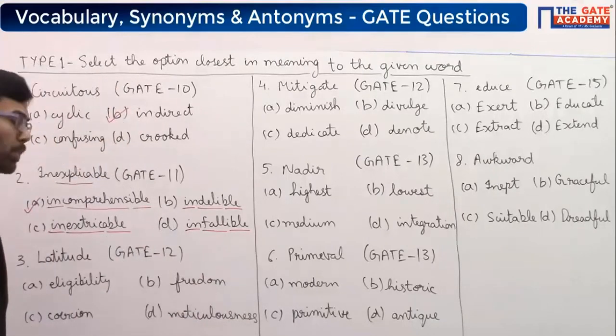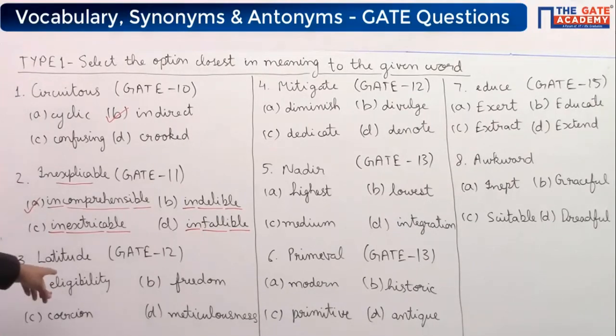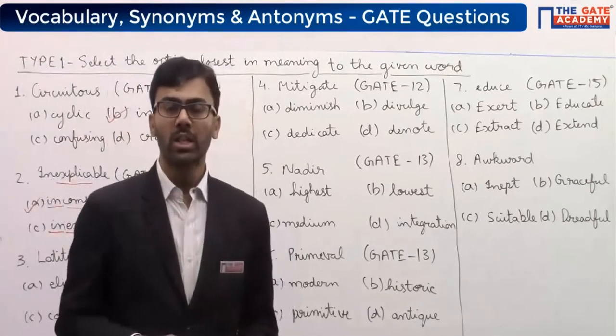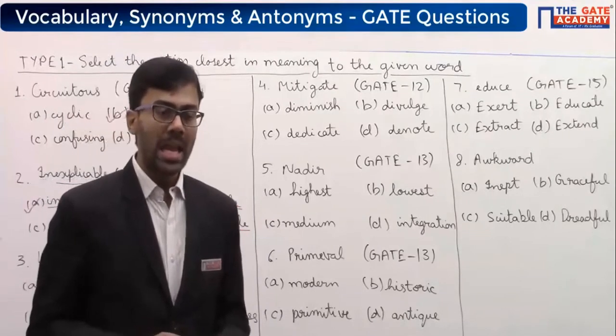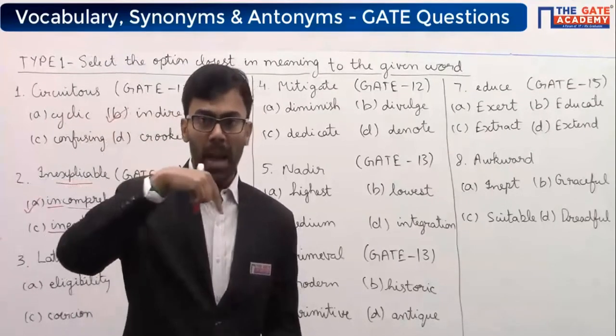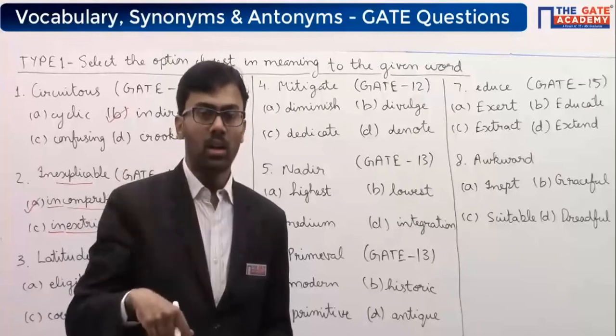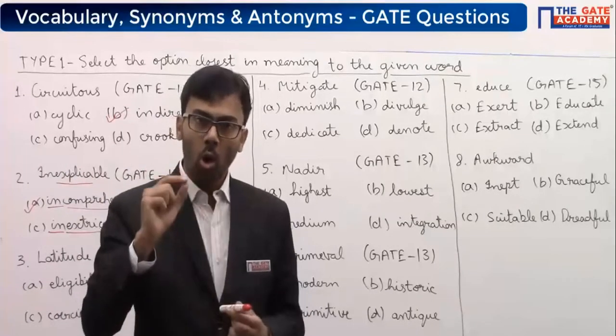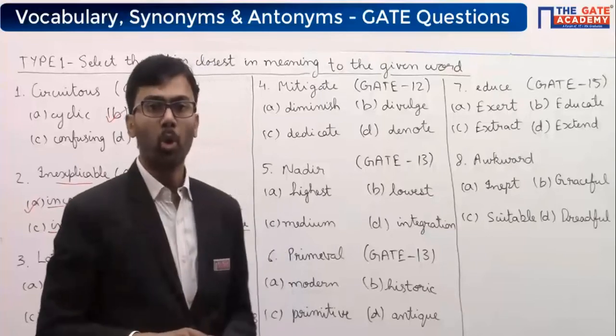The next example is the word latitude, which appeared in GATE 2012. Now the options are eligibility, freedom, coercion and meticulousness. Now the word latitude, apart from the meaning in geography, which many of us who have studied geography would know, means parallel lines which run parallel to the equator, that is the center line of the earth, all the way from the equator to the poles of the earth.